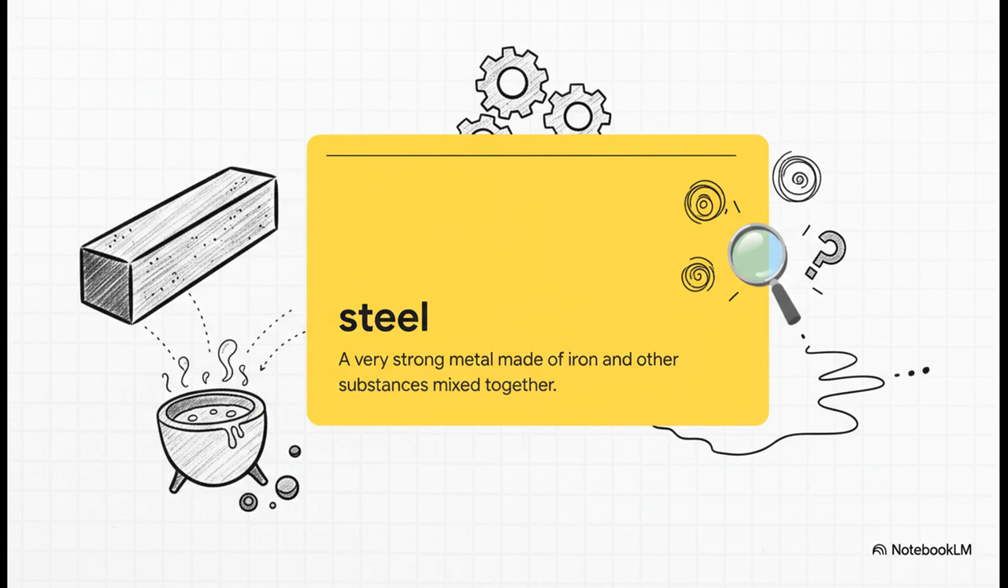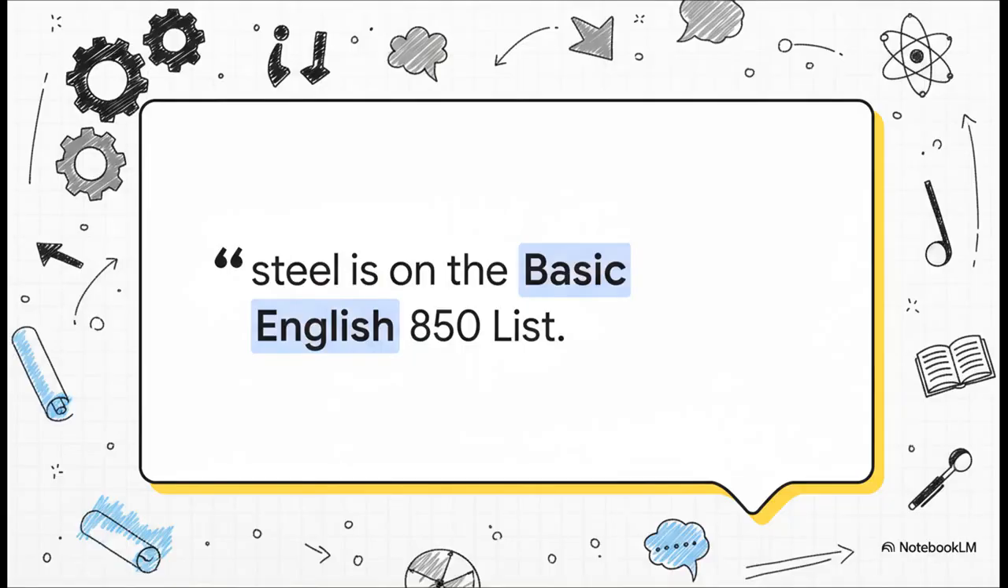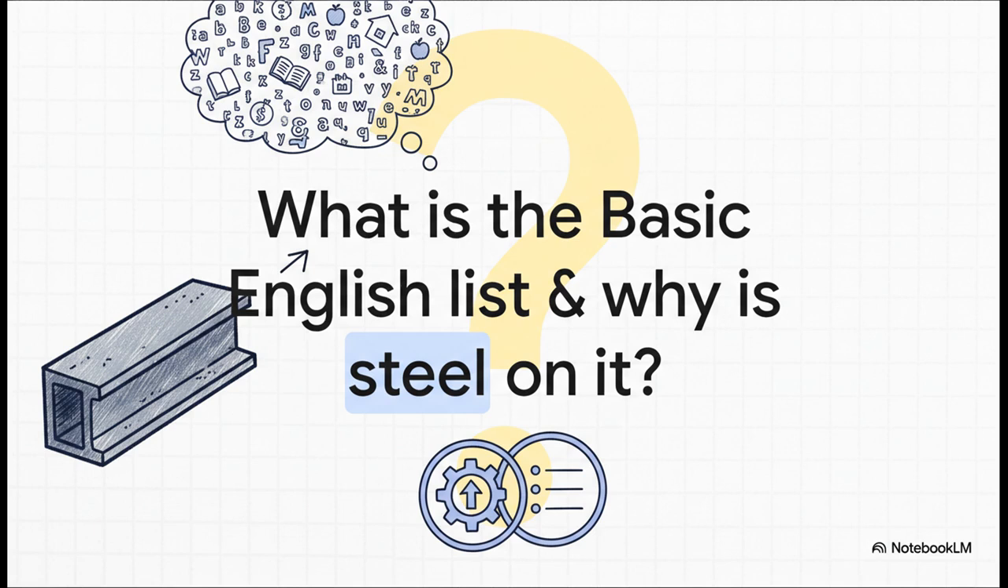This is where things start to get really interesting. Because buried in the information about this word is this one little line. Steel is on the Basic English 850 list. And when I first saw that, I just had to pause. It just seems so specific, so random, and it immediately makes you wonder, what on earth is the Basic English 850 list? And out of all the thousands and thousands of words in the English language, why would a word like steel be considered one of the 850 most essential? Well, let's dig in and find out.